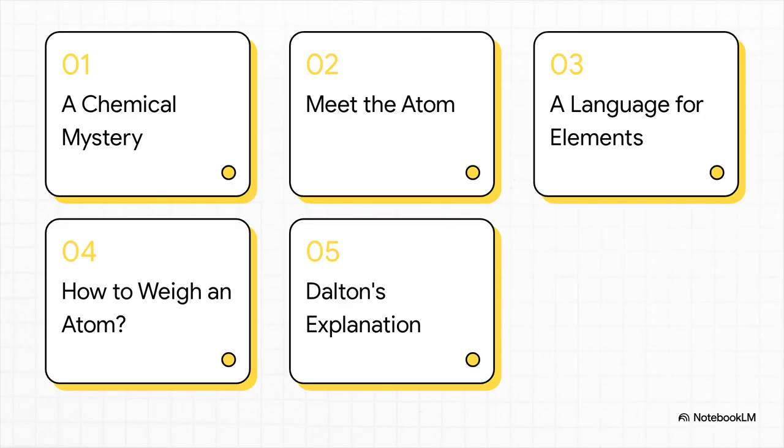So, let's take a quick look at what we'll be covering today. We will begin with a chemical mystery that puzzled early scientists. Then, we will properly meet the atom itself. After that, we'll learn the special language scientists use for elements, figure out how they even managed to weigh an atom, and finally, we'll look at John Dalton's brilliant explanation that tied it all together.